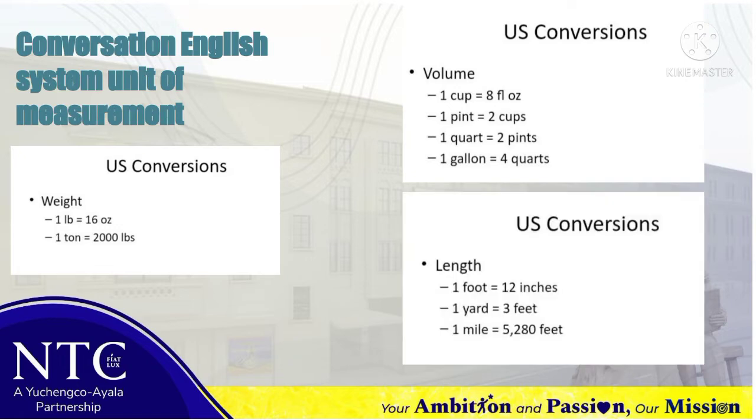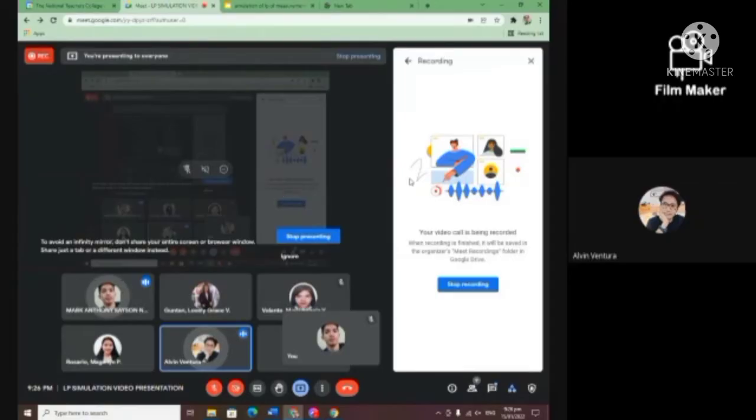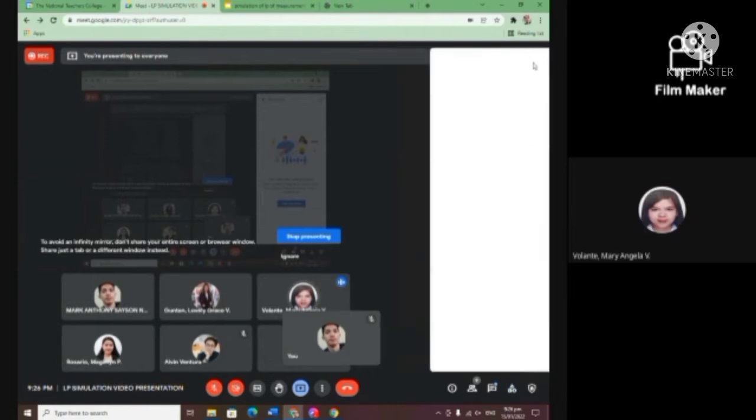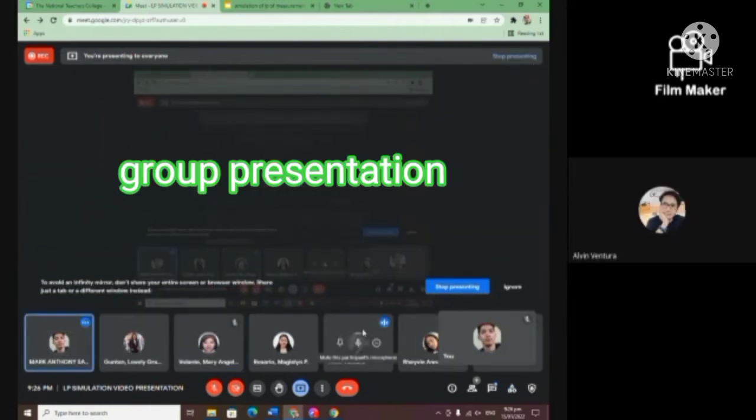Now, let's move on to the length measurements. 1 foot equals 12 inches. 1 yard equals 3 feet. 1 mile equals 5,280 feet. Okay, class, let's move on to your presentation.